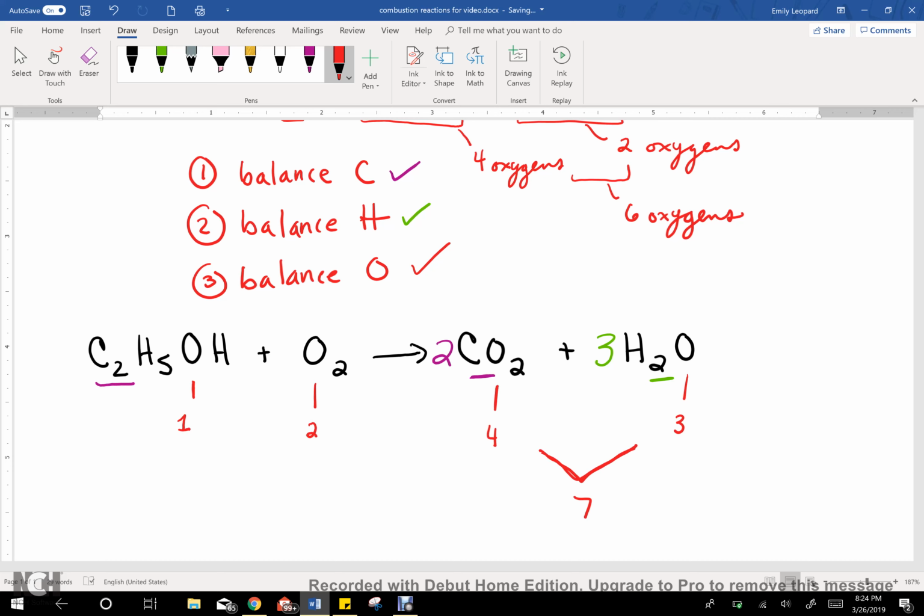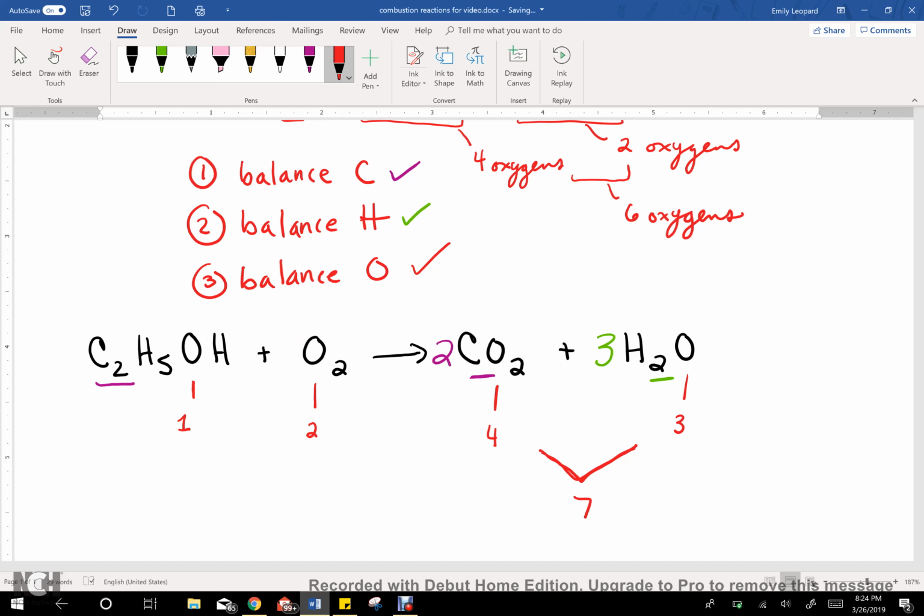Here's what I want you to think about. If I changed the number of oxygens by changing the coefficient of ethanol, I kind of mess up the carbon and hydrogen that I already have balanced. So what you want to do is when you're balancing oxygen, you're going to be changing the coefficient in front of oxygen just by itself.